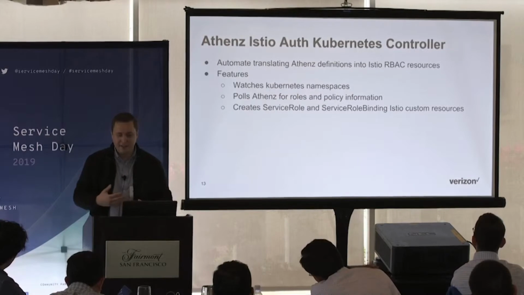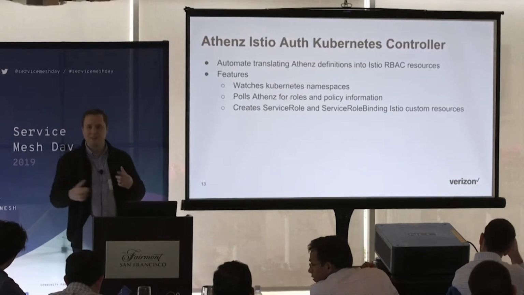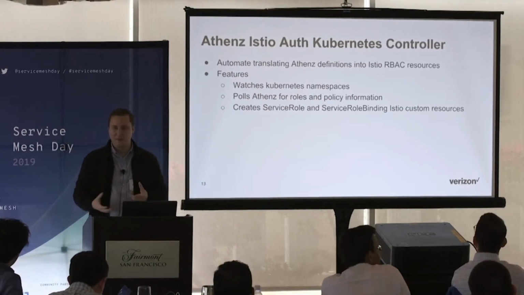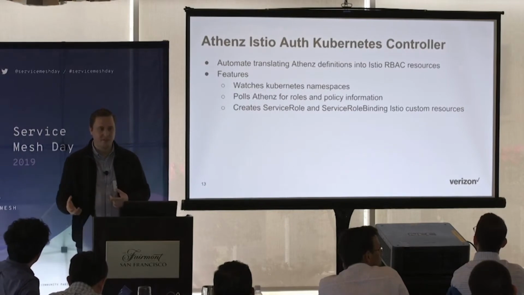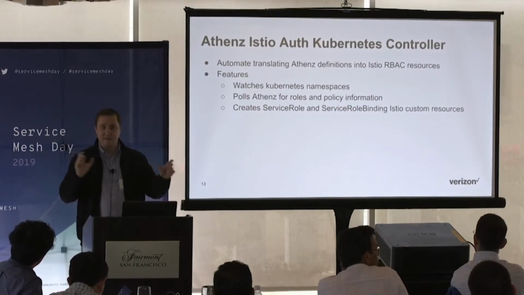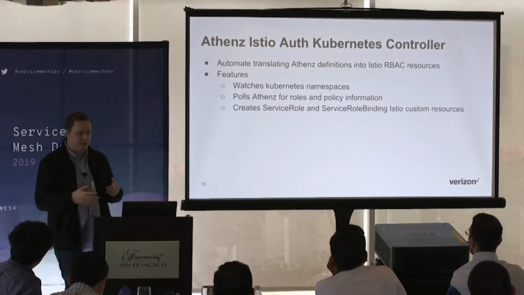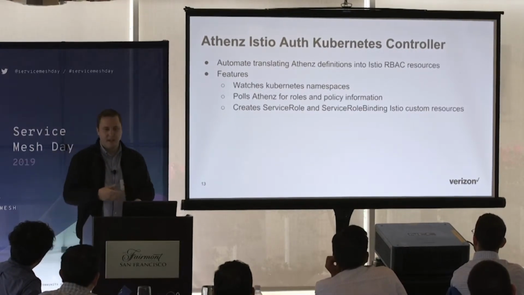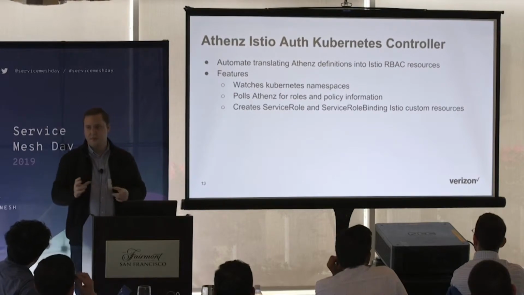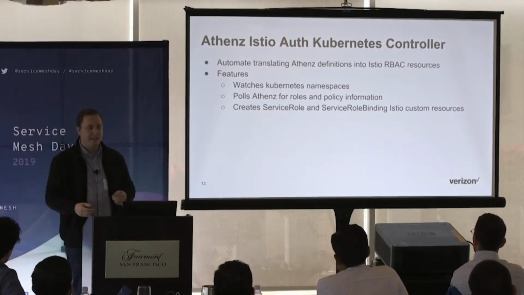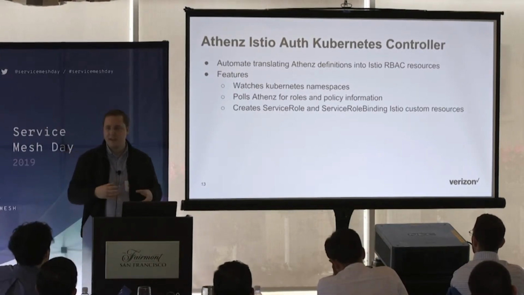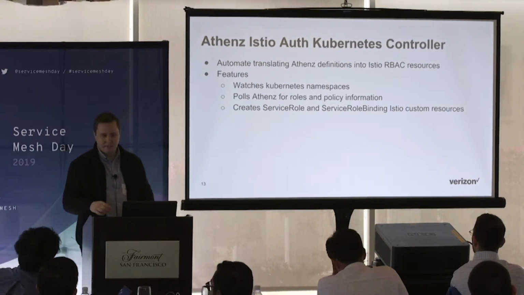Okay, now that we have this translation in place, we wanted to automate it. So what we did is we built a Kubernetes controller which automates translating this. Some of the features it has: it watches Kubernetes namespaces, it polls Athenz for role and policy information, then it creates service role and service role binding Istio custom resources.